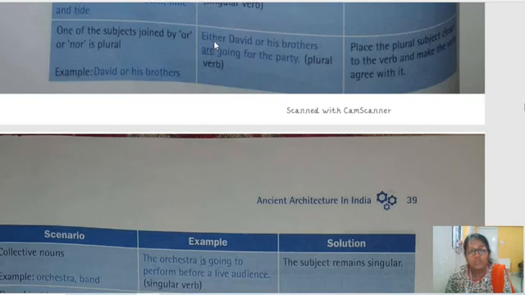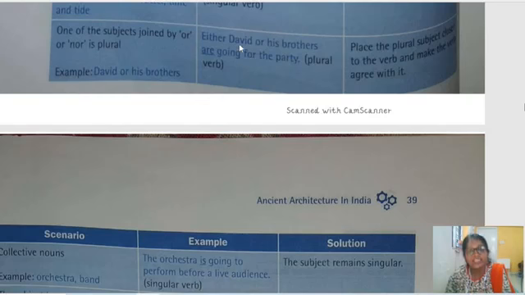So whenever you get either-or, neither-nor in the sentence, just look at the verb and look at the word which is before it. If the word is plural, then your verb also will be plural. If the word before it is singular, then your verb also will be singular. This is another hint I can give you, like: either David or his brothers. Brothers is plural, therefore my verb will also be plural.